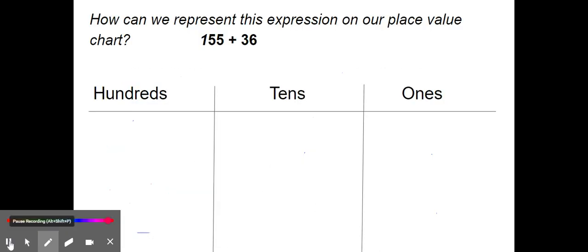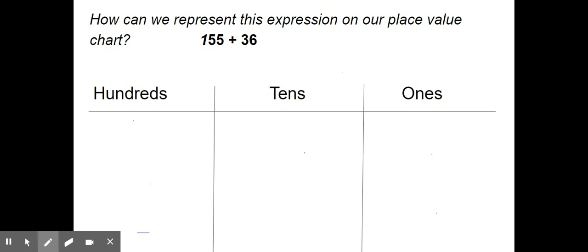In the last problem, Deb wrote a vertical equation. But in second grade, we also talked a lot about using a place value chart to help us model a problem. And I know a lot of students in my class liked using place value charts to help them. Let's look at this equation. 155 plus 36. How can we represent this equation on the place value chart?